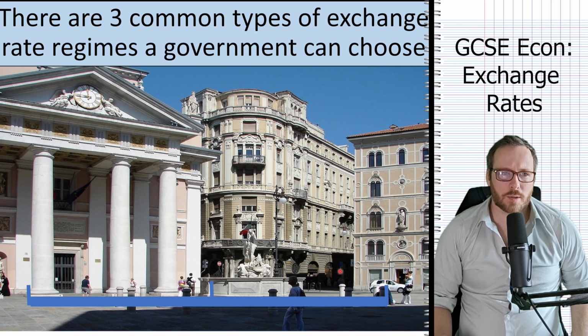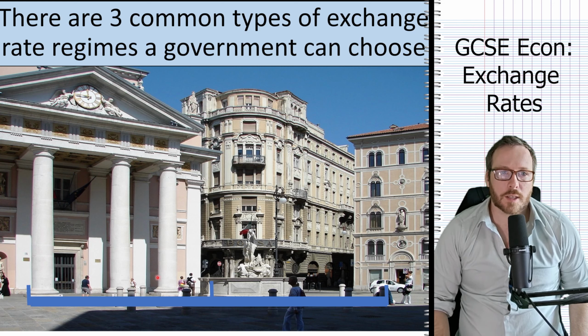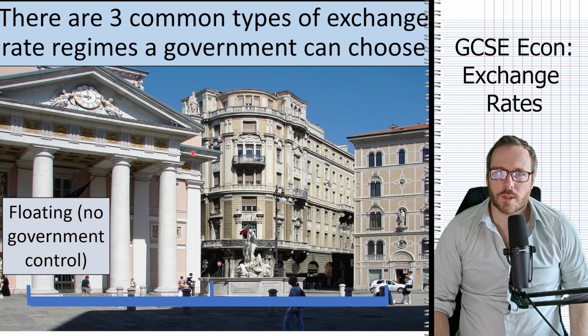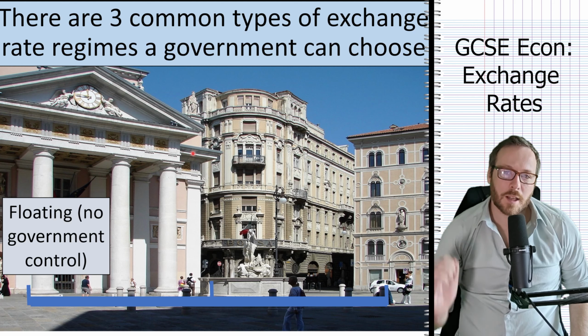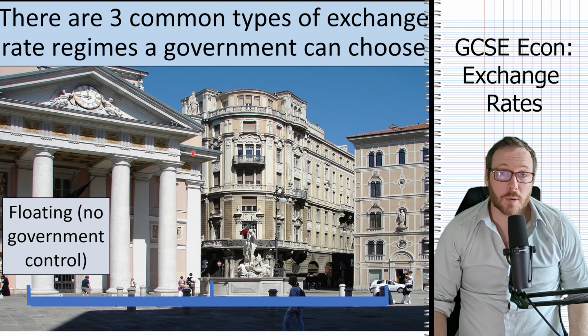And there are three important types of exchange rates. Firstly, we've got a floating exchange rate, which is where the government enacts no control at all. They just let the exchange rate freely flow as it should under the rules of demand and supply. By that I mean, if people buy more of your currency because you've got things that they want, the value of your currency goes up. If people buy less of it because you no longer have things they desire, the value of your currency goes down.